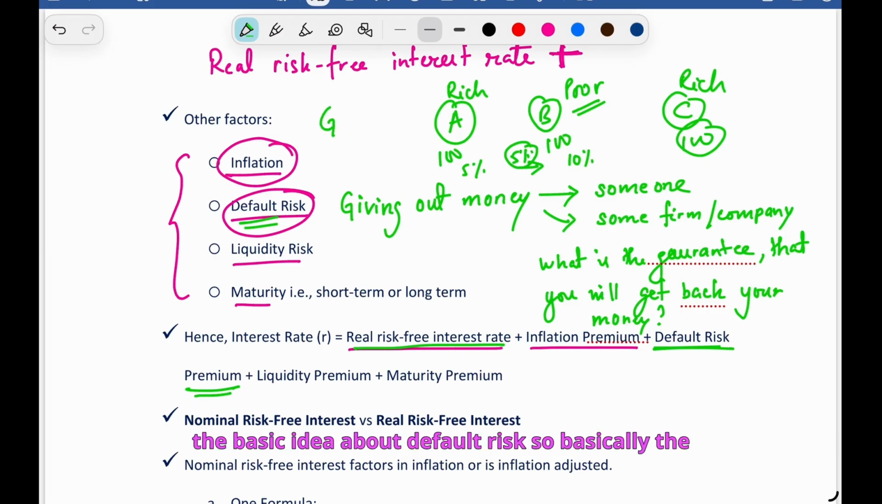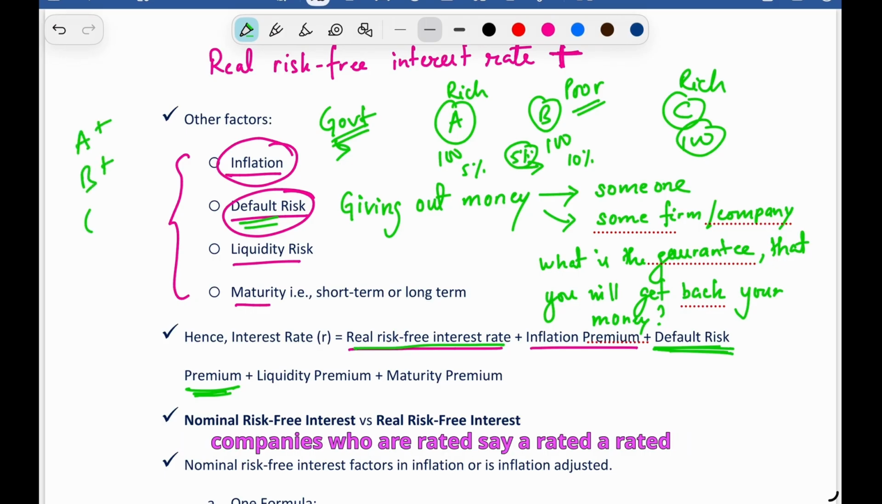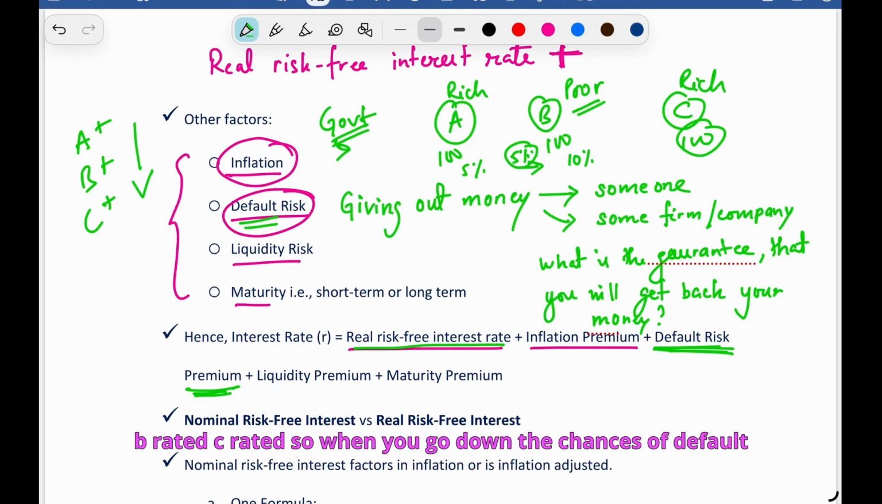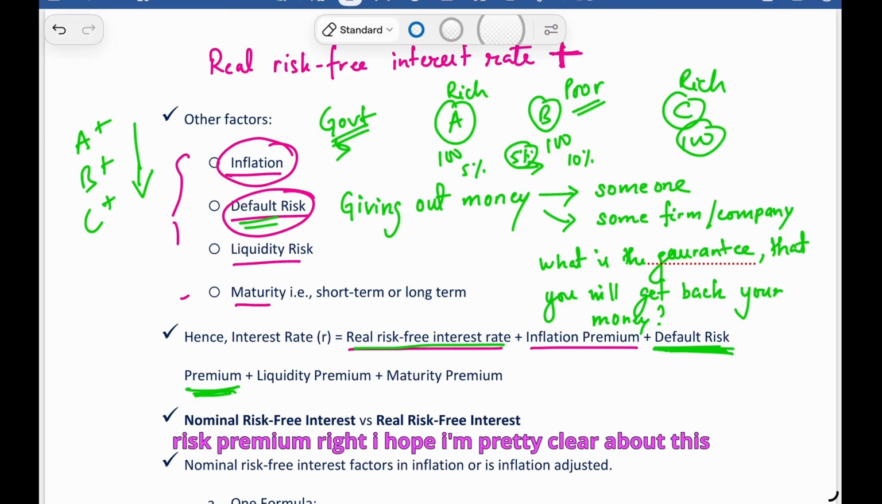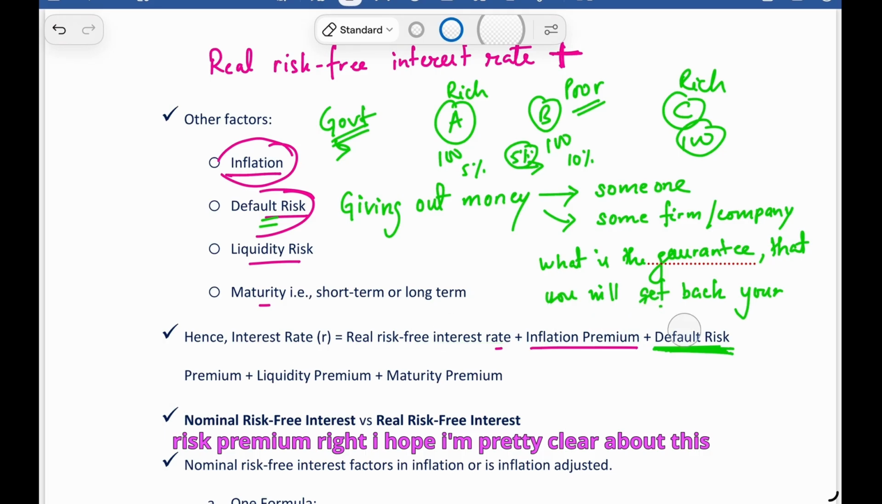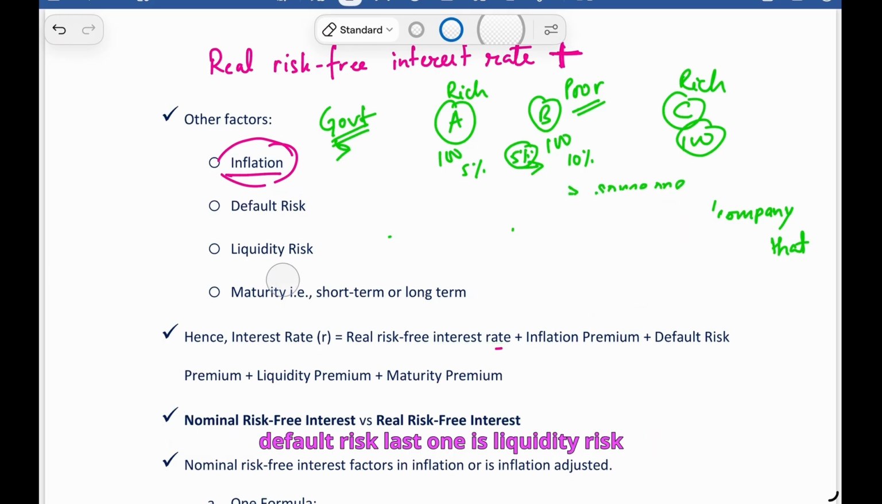So basically the government has several securities, right? T-bills and all that. So we believe that government will not default. So their default risk is almost negligible. And there are several firms, companies who are rated, say A-rated, B-rated, C-rated. So when you go down, the chances of default will increase. So as we go down, the interest rate given by the banks and all will also increase because of this concept called default risk premium, right? I hope I'm pretty clear about this default risk. Last one is liquidity risk.